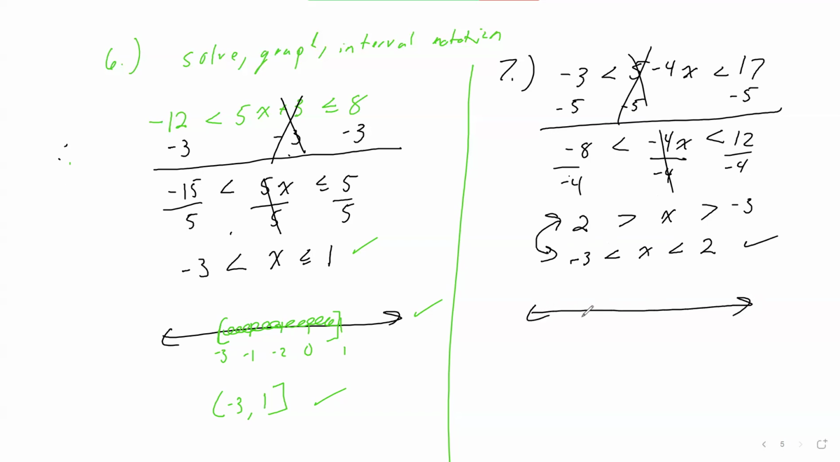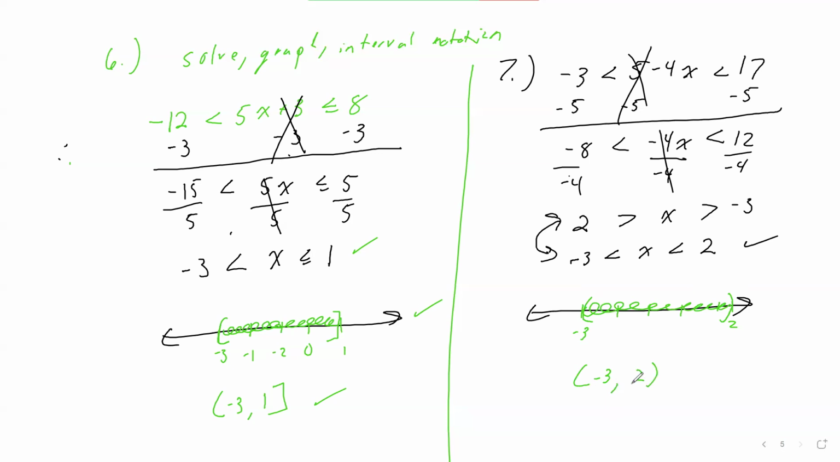Again, I have negative 3, negative 2, negative 1, 0, 1, 2. And again, they both get parentheses. And then x is between those, so I'm going to shade in between. Then when I'm writing my interval notation, this will just be negative 3, comma, 2.